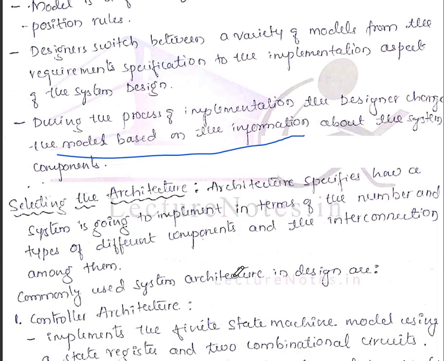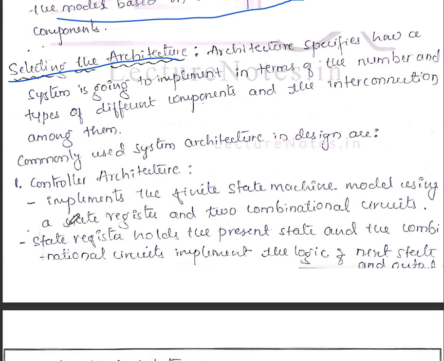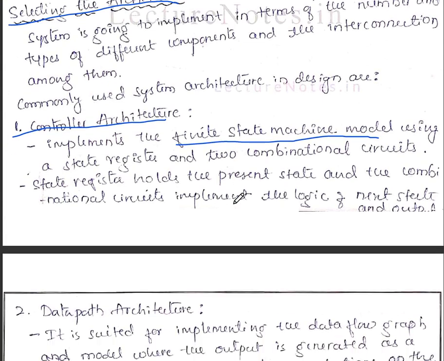After selecting the model, the next one is selecting the architecture. Architecture here means how the system is going to be implemented in terms of the number and different types of components. A commonly used system architecture is the controller architecture, which implements the finite state machine model, also called the FSM model. We'll discuss the FSM model in the next lecture.